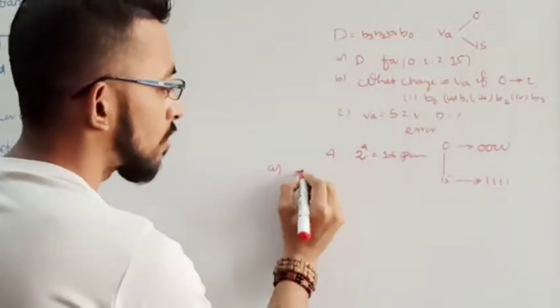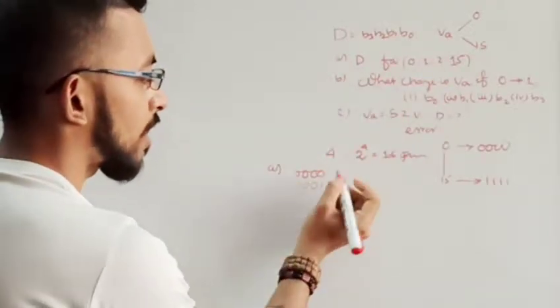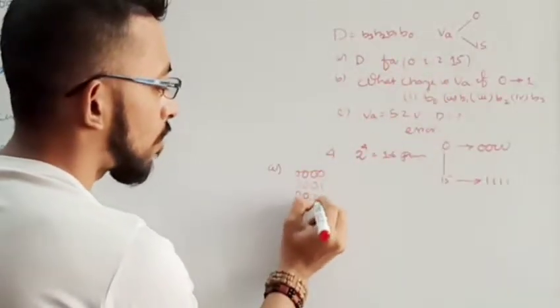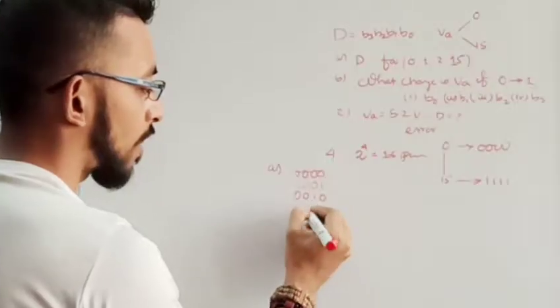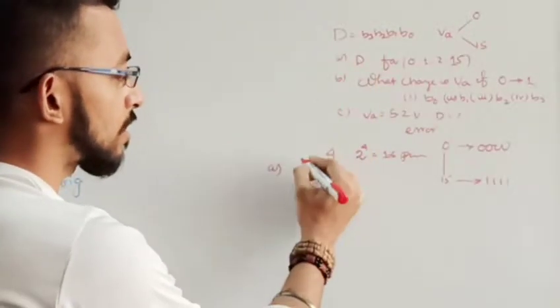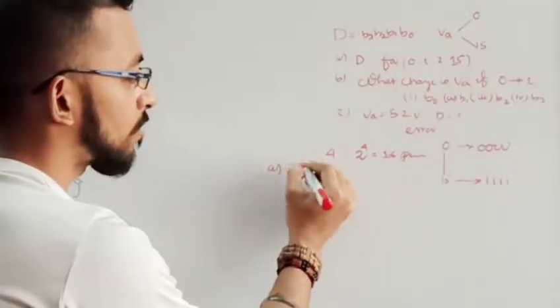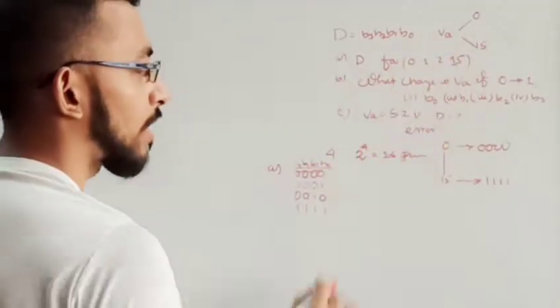So this is 0 0 0 0 for my analog value 0. 0 0 0 1 is for my analog value 1. 0 0 1 0 for 2. So for 15, 1 1 1 1. Okay, so this is the value of D using B3, B2, B1, B0. Using these bits, these are the values of D for the corresponding VA value.